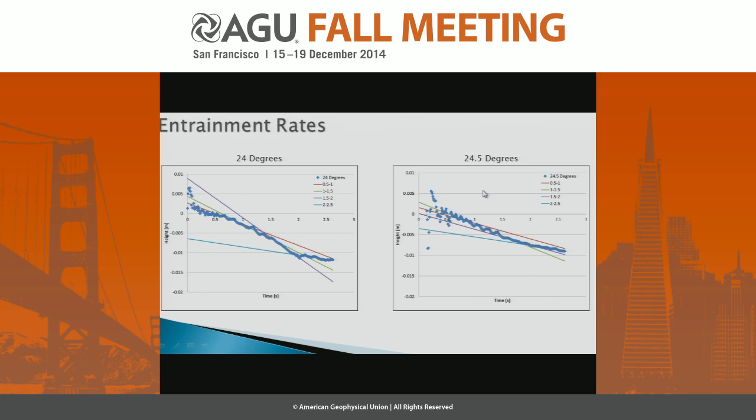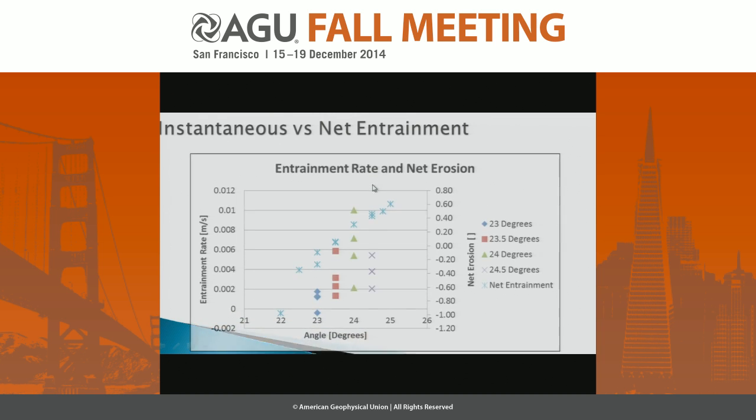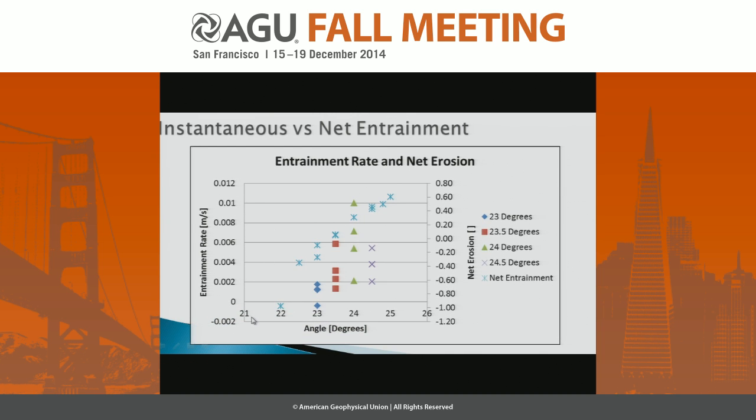So to understand a little bit more of this, we are also looking at some other physical properties. Well, I guess first we're going to look at how this relates to our net entrainment. We can see here we've got our angle of inclination and our entrainment rate, our instantaneous entrainment rates, the average for each of those time steps, as were just shown, and then the net erosion. And we can see that there is a nice monotonic increasing trend for the 23 to 24 degrees: our entrainment rates are increasing, and so is our net entrainment.